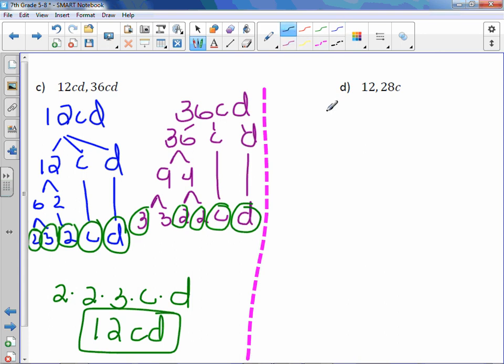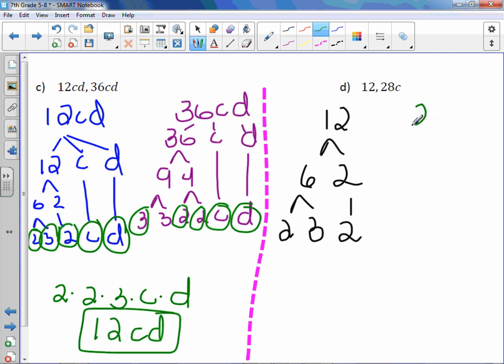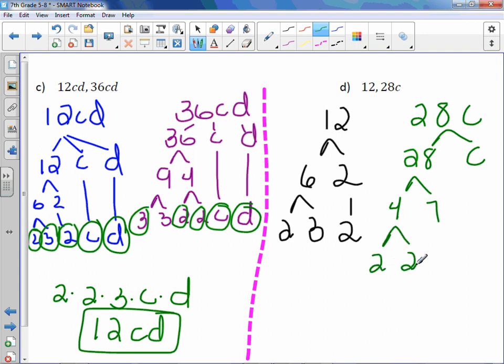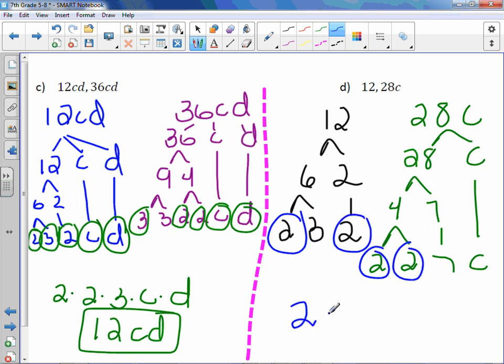The next one, we have 12 and 28c. 12 is 6 and 2. 6 is 2 and 3. Bring down that 2. And then we have 28c, which can be broken down into 28 and c. 28 is 4 times 7, and 4 is 2 times 2. Bring down the 7, bring down the c. Here we have a 2 in common, another 2 in common, and that's it. So the GCF here is 4.